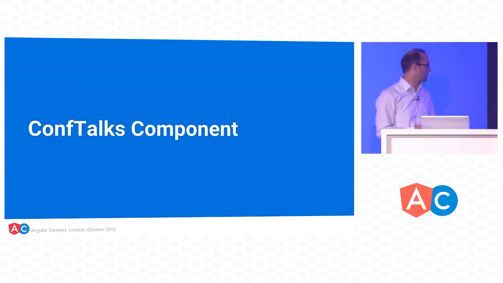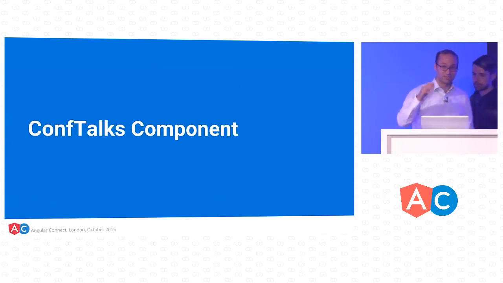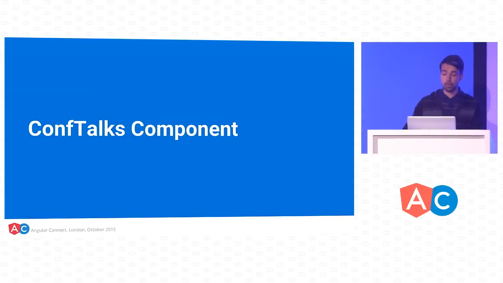Right, with this, I hand over to Victor for the tabs component in this example. Right, cool. So Tobias showed us how we can use the Angular 2 primitives to build the tabs component, how easy it is. So what I want to show you is how we can use the same primitives to build the conf talks component, the list you saw in the first tab.